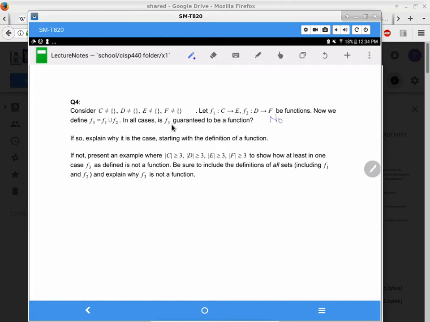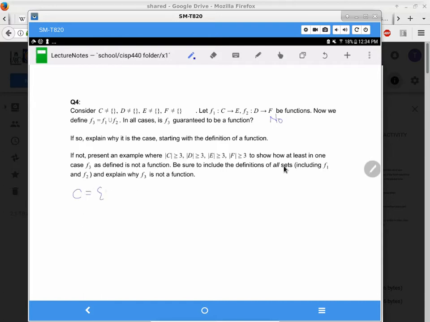Okay, so you can skip the if so part, and you can skip all the way to if not, right? Because your answer is no. Present an example where the cardinality of all the sets C, D, E, F are greater than or equal to 3 to show that in at least one case F3 as defined is not a function. Be sure to include the definitions of all the sets, including F1 and F2, and explain why F3 is not a function. Okay, so let's go ahead and work on this.